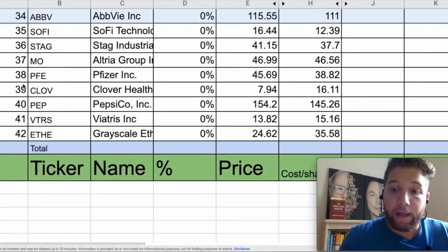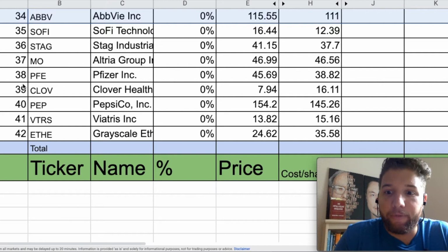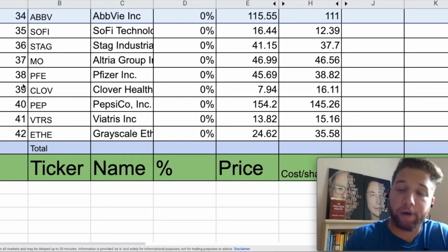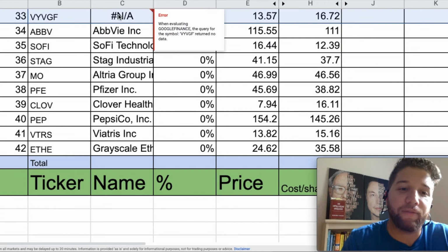Number 34, AbbVie. I used to own a lot more AbbVie. I ended up selling out and I started the position again just because, again, just a fantastic company and I want more healthcare exposure.